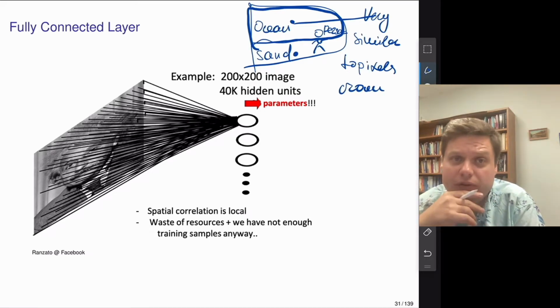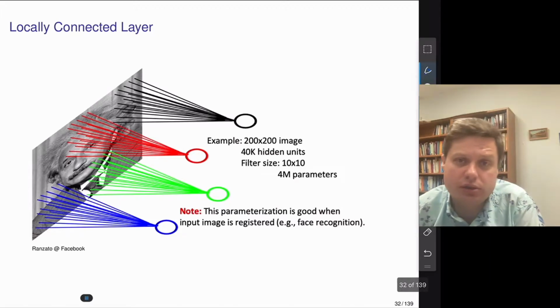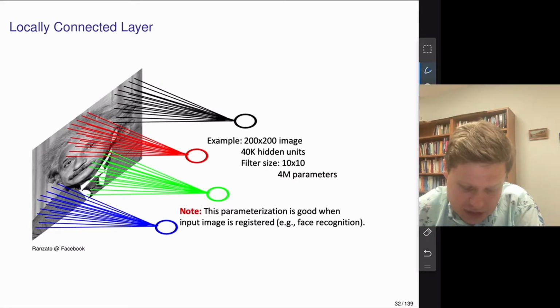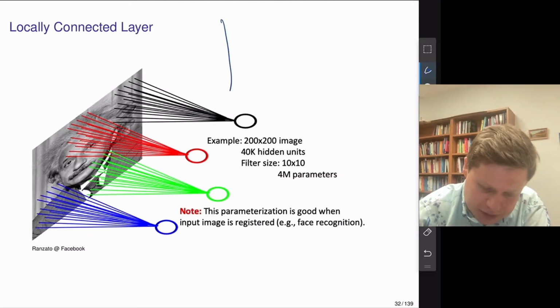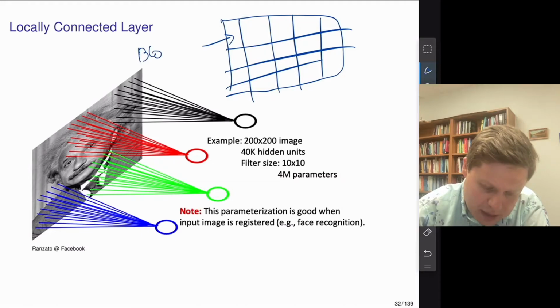So here's an example of a fully connected neural network, and we're trying to analyze a 200 by 200 image. We need 40,000 hidden units, a lot of parameters, because we need to weight each of those pixels. That's a lot. Instead, what a convolutional neural network does is a locally connected layer. Essentially, you take an image and process it block by block, instead of processing pixel by pixel.